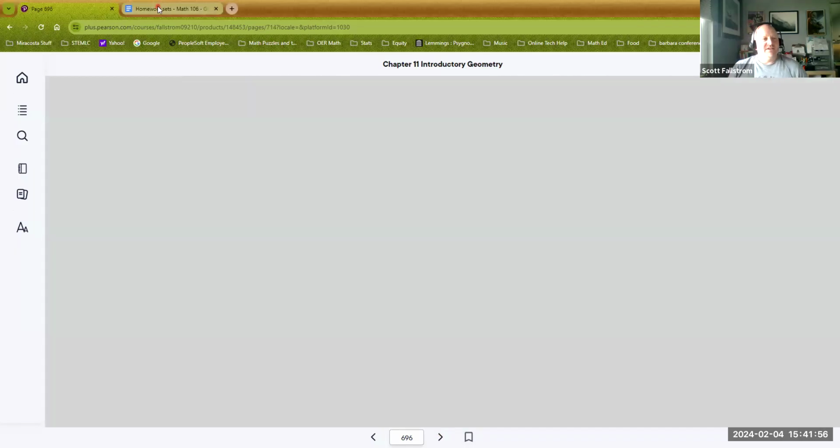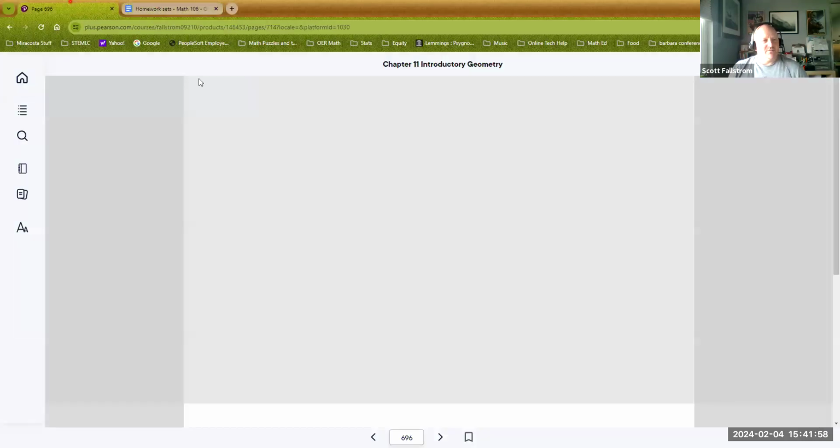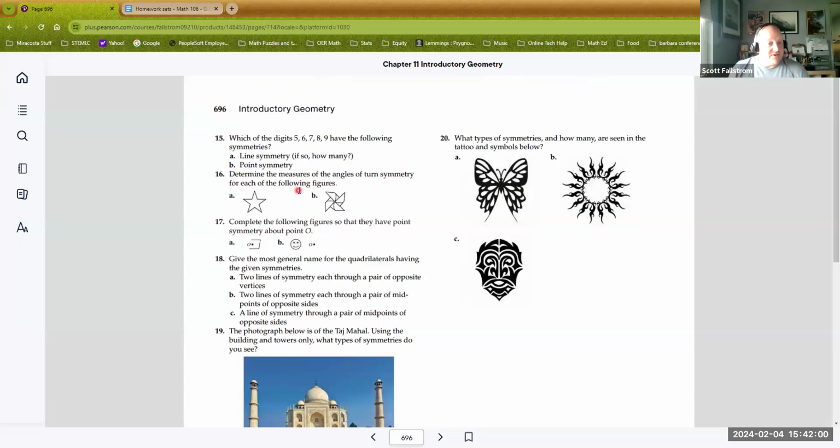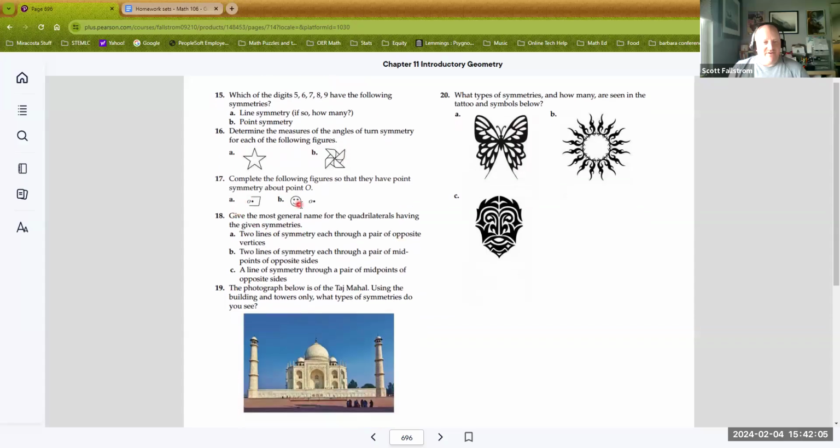I said 12 through 14, 16 through 18. So here's 16. Okay, so now this one is about turn symmetry. 17 is complete the figure. So they've started a figure, but the figure has point symmetry. Okay, so here's the point O, here's the shape. Point symmetry is that 180-degree turn symmetry.